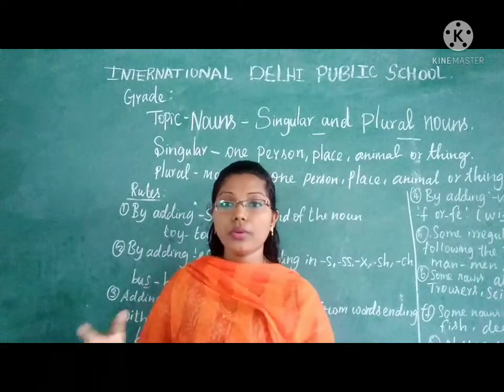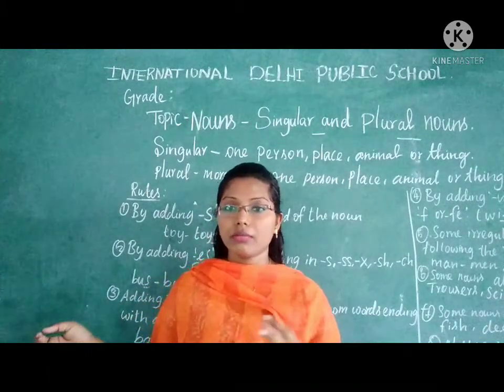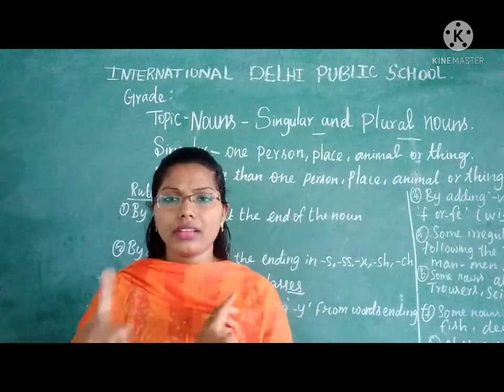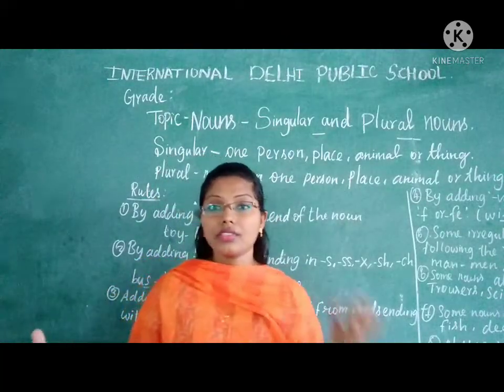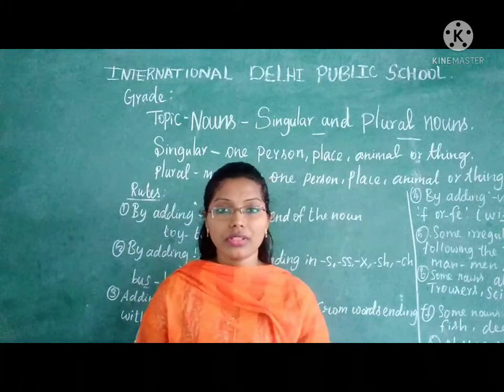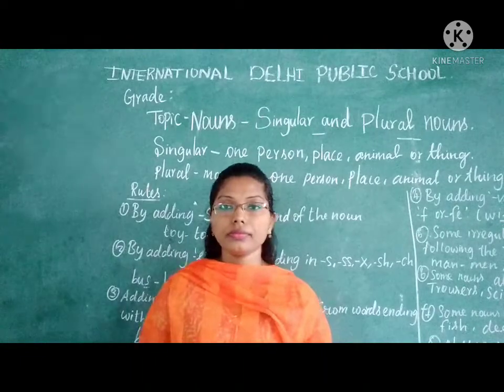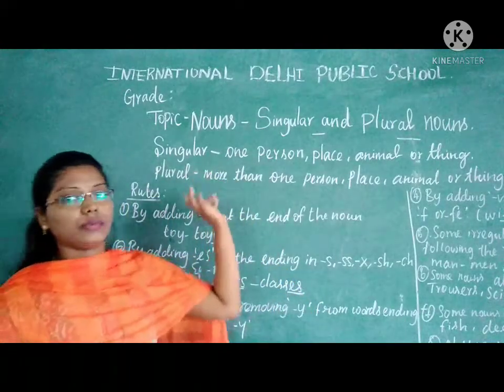Uncountable nouns we can't count. For example, water, milk, oil, sand, rice. These are the things we can't count but we can measure. These are called uncountable nouns. Let's move to singular and plural nouns.